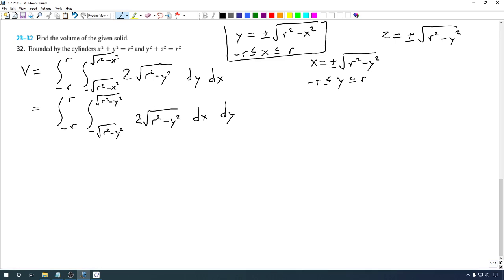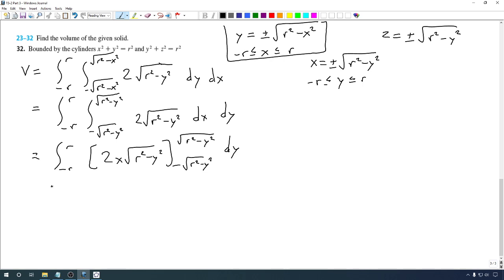Okay, so we don't have any x's in here. So when we integrate with respect to x, this constant value just gets multiplied by x. So you have 2x square root of r squared minus y squared from negative square root of r squared minus y squared to square root of r squared minus y squared. We go ahead and put those in. Remember, we're putting them in for x, not y. So this is going to be in for x. We have 2 times the square root.